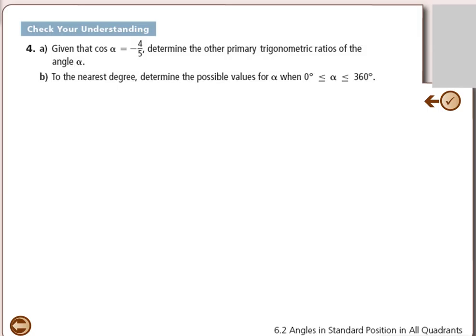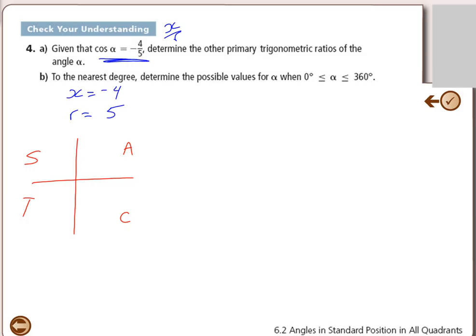All right, bringing the last one together here. We've got cosine theta being negative 4 over 5. We know that cosine is x over r, and r must always be positive. So therefore, x is equal to negative 4, r is equal to 5. Let's do a quick sketch. Cosine is negative, C-A-S-T, so cosine is negative in these two quadrants there. That's negative 4. That's 5. That's 5.